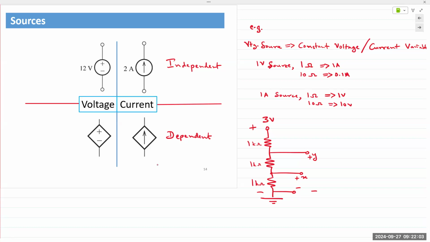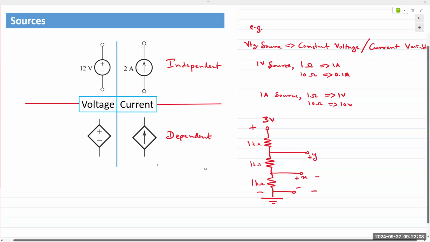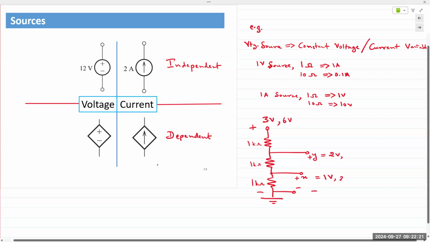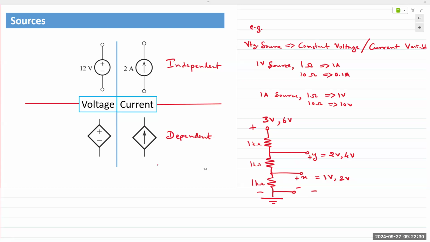So what is the voltage at point X? 1 volt, right? So X is 1 volt. How about Y? 2 volts. But now, if this 3 changes to 6 volts, what is the value of X? 2. Y is 4 volts. Points X and Y are dependent voltage sources. They are supplying 1 volt or 2 volt output voltages, but those output voltages depend on some other quantity in some other part of the circuit.